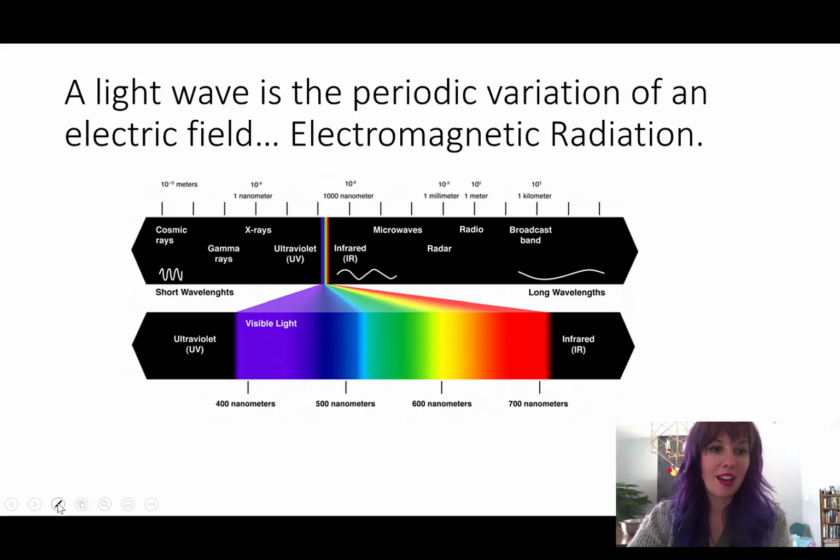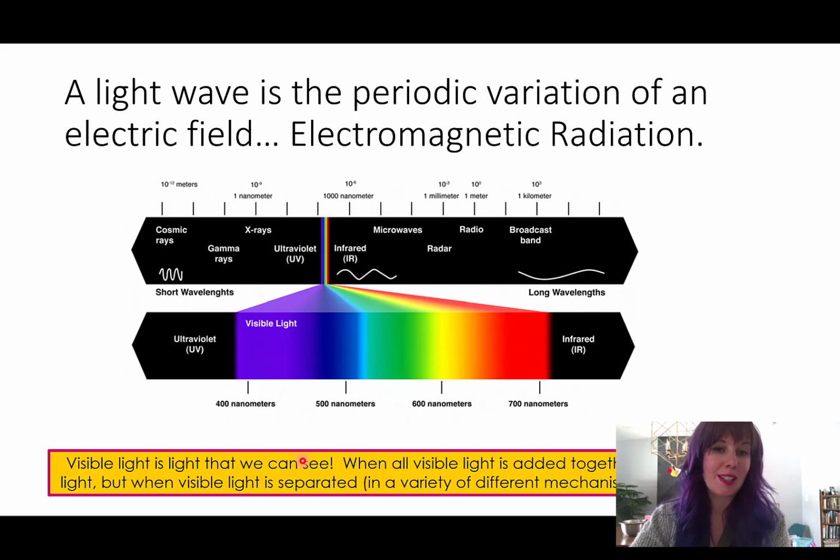There are a lot of different types of electromagnetic radiation. We have very short wavelengths like our X-rays, gamma rays, and cosmic rays. We have longer wavelengths such as our microwaves and our radio waves. And here in the middle, we have visible light. So it's a very small portion of our electromagnetic spectrum. From 400 nanometers to 700 nanometers, we have from violet to red visible light.